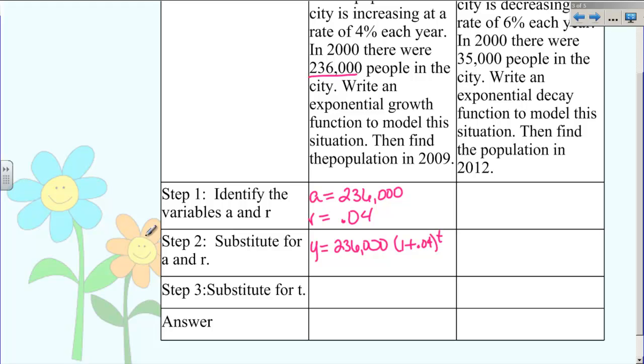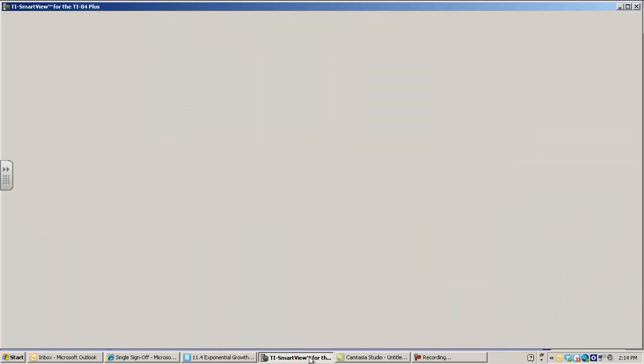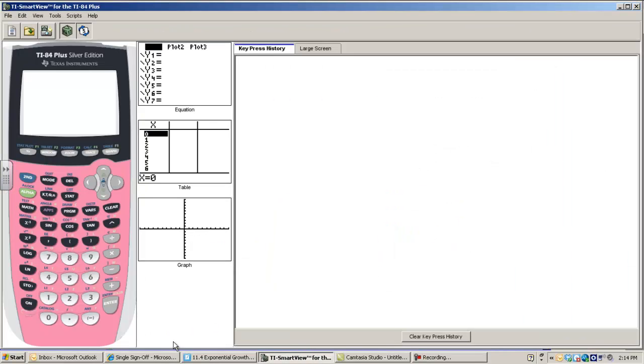Now they want you to substitute for t so that you can solve it. So I have y equals 236,000 times 1 plus 0.04. And now I got to substitute for t. Well, I'm going from 2000 to 2009. Well, that is a change of 9 years, so I'm going to substitute 9 for t. And then I'm going to grab my calculator. So I'm going to go over here to my calculator, and I'm going to type that in exactly as it is written, exactly what I just wrote down. So I have 236,000. Oops, too many zeros.